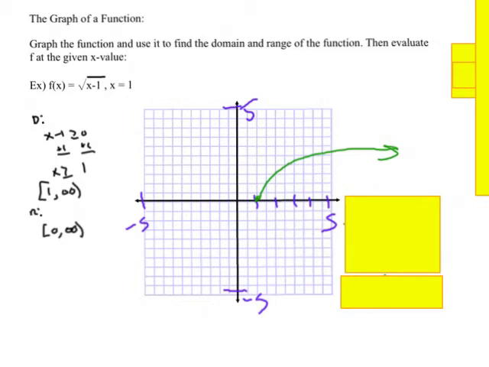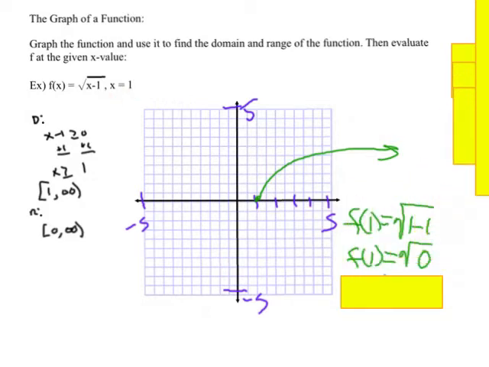starting at 1. Now, the next thing it would ask is evaluate it at x equals 1. When we evaluate it at x equals 1, I'm going to plug 1 into the function. In plugging 1 into the function, then we're just going to simplify it, and of course the square root of 0 is simply just going to be 0.